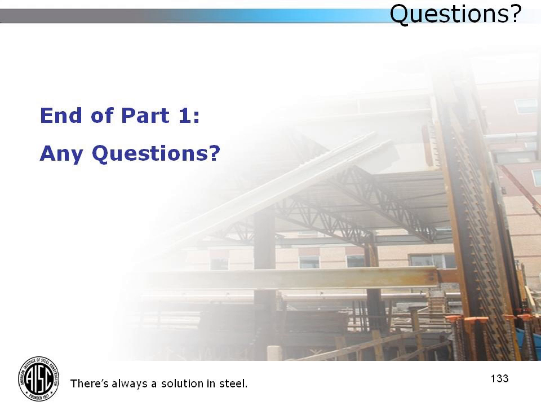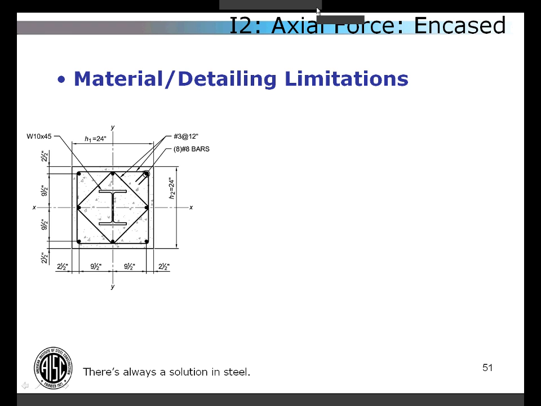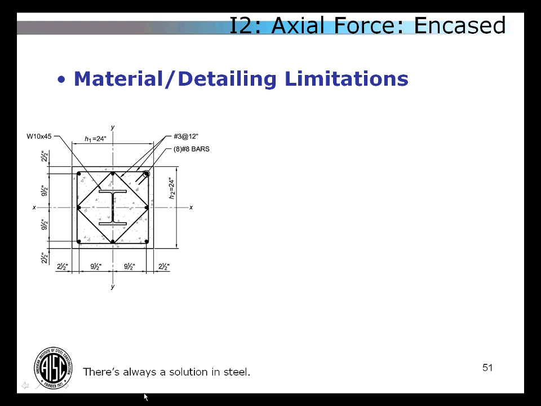Okay, and then just one more question. I'm going to jump to slide 51 real quick. When talking about the material and detailing limitations, in this slide you talked about bundling at the corners. Can you just describe what that would look like? I don't know that we can draw that up, but if you could describe how that would happen.